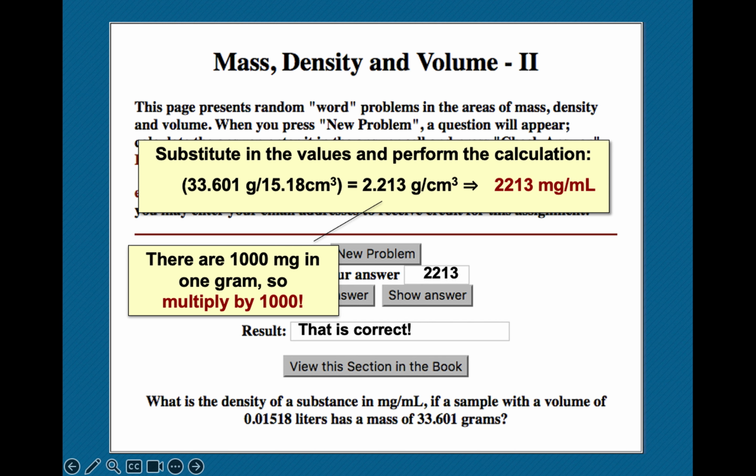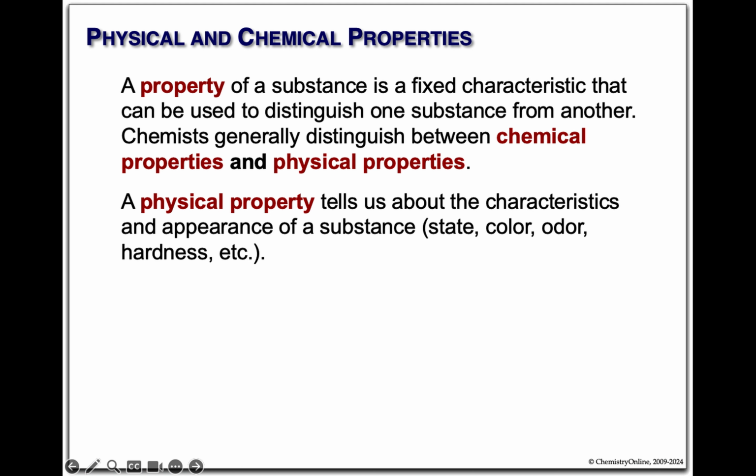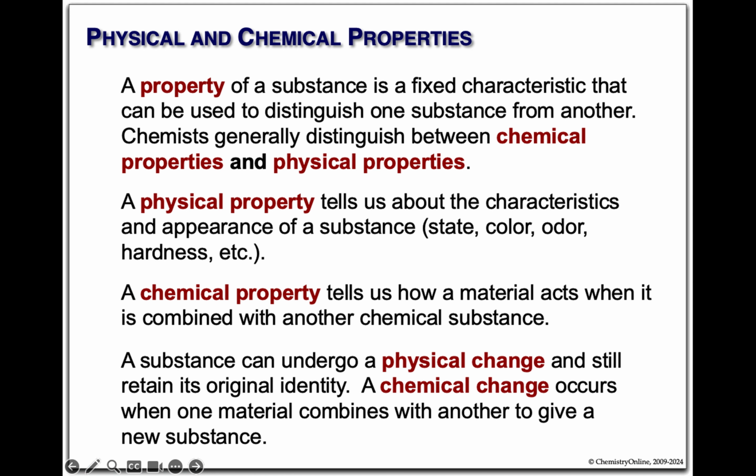All right, let's move on to chemical properties. Again, a property is something, it's a characteristic. Physical property is what it looks like, etc. Chemical property is going to describe a chemical reaction. A chemical change is the same thing as a chemical reaction.